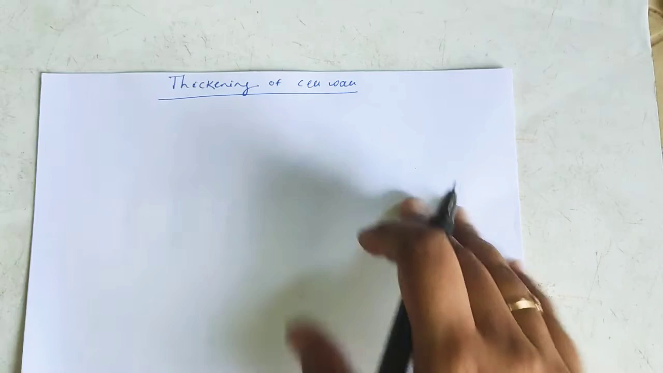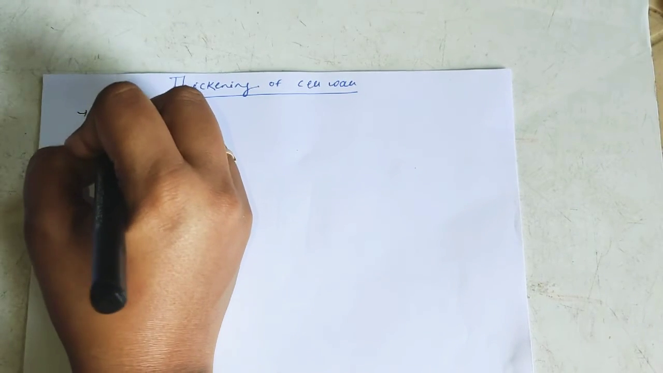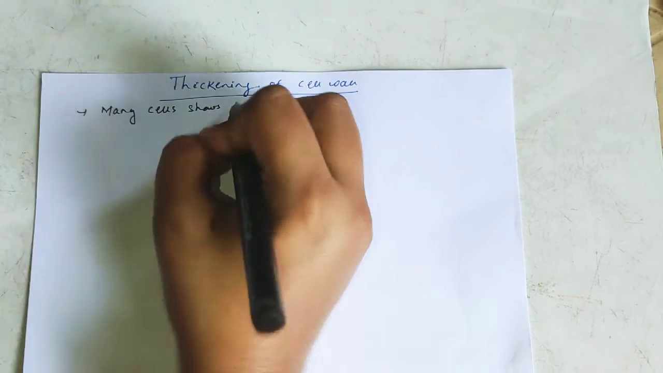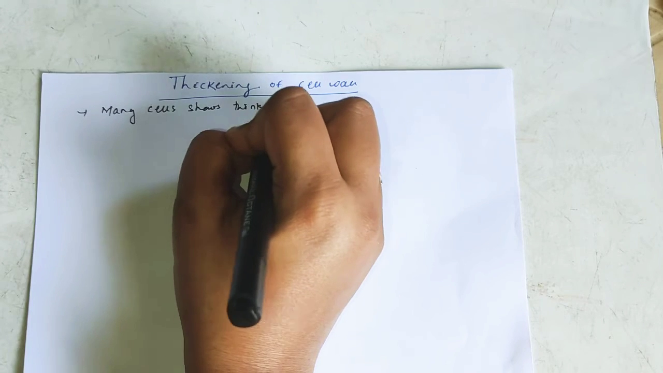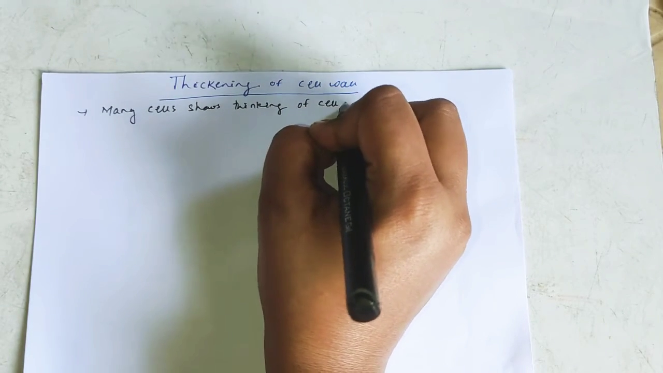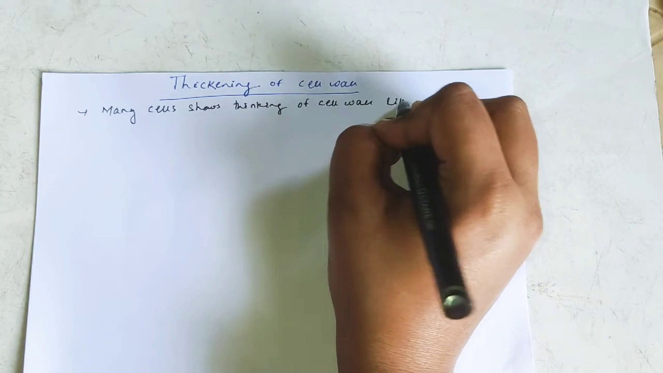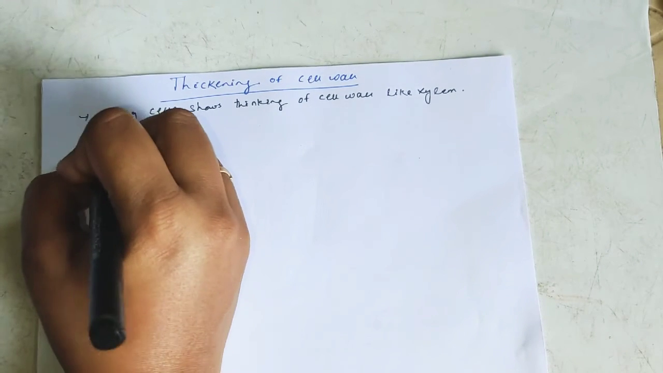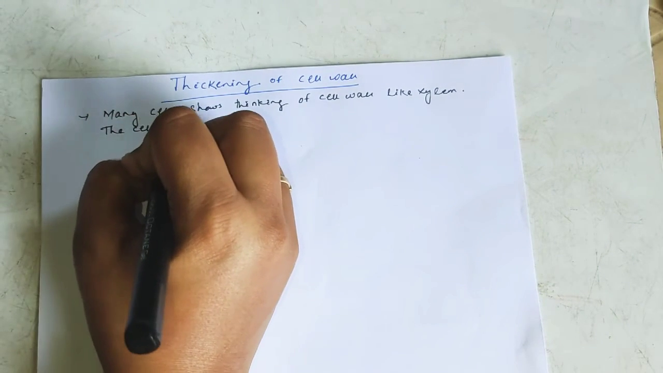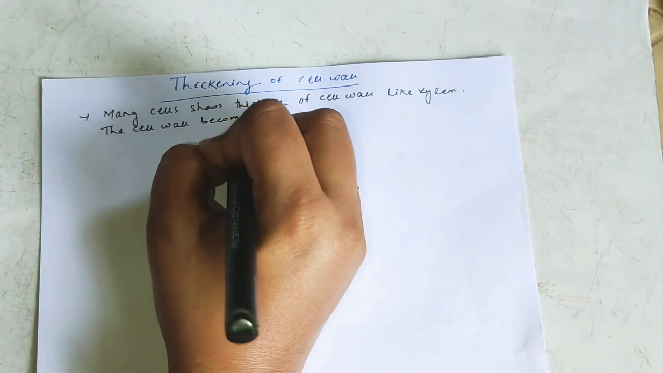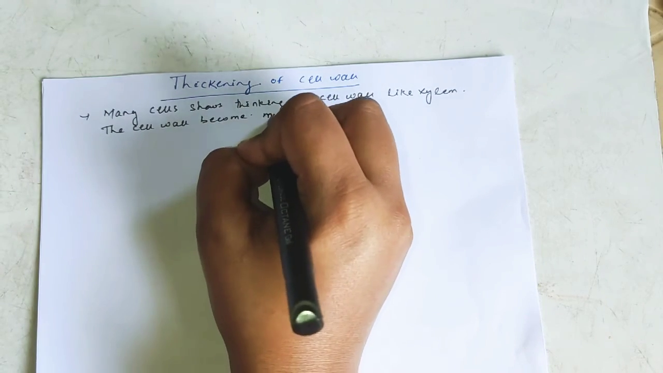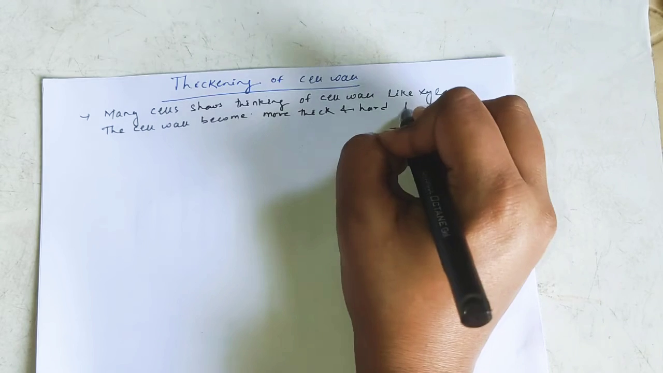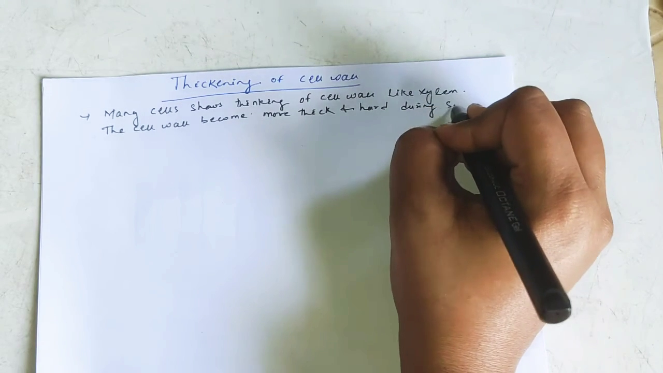Okay, so here we can write that many cells show thickening of cell wall, like xylem. And the cell wall becomes more thick and hard during its secondary growth.